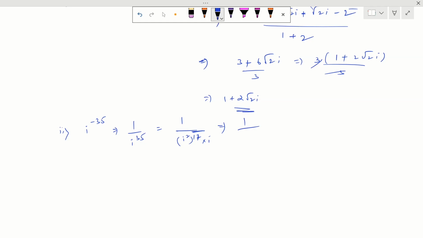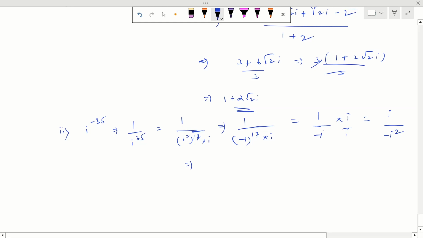Now 1 divided by, i square is minus 1, so minus 1 to the power of 17 into i. So this will be 1 divided by minus 1 into i, which is minus i. Multiplying on both sides by i, it will be i divided by i square, and i square is minus 1. So the final solution is i. That is 0 plus i is the solution for this question.